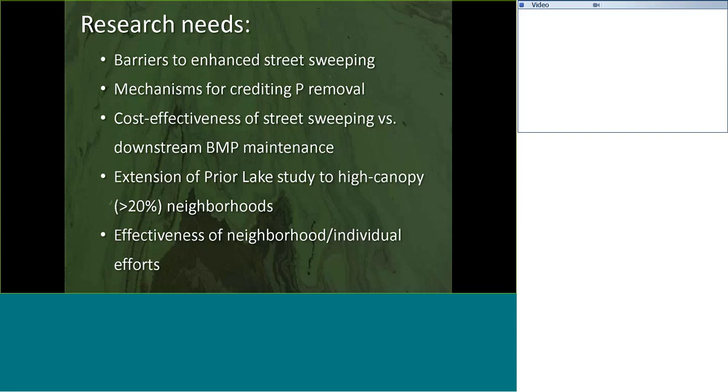I think we need to develop mechanisms for crediting phosphorus removal through street sweeping and do comparisons of the cost effectiveness of street sweeping versus downstream BMP maintenance. I think that we need to extend what we did in Prior Lake to neighborhoods with higher tree canopy cover. The Prior Lake neighborhoods had a maximum tree cover of 20%, and we have a lot higher canopy cover neighborhoods around our metro area.